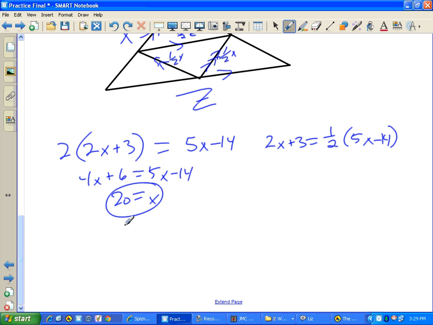So if x is 20, they want to know what YZ is. This is the equation for YZ. I'm going to plug 20 in, and I get 43.